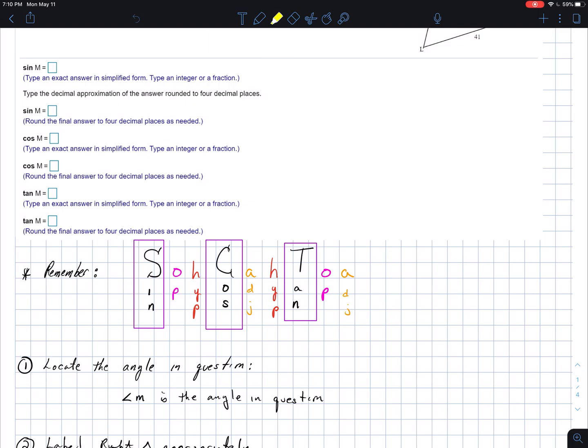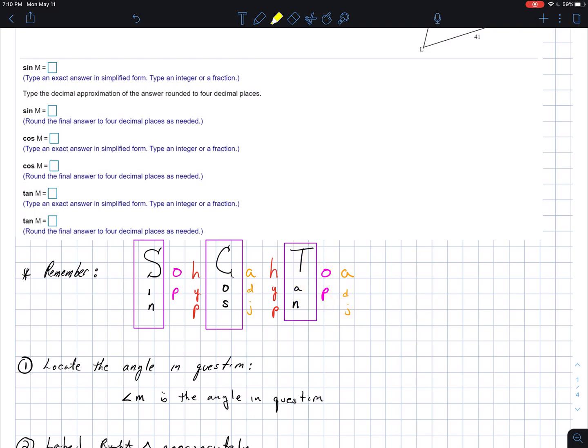means. Sohcahtoa is an acronym to help you remember ratios. So the sine is the opposite side over the hypotenuse. The cosine is the adjacent over hypotenuse. The tangent is the opposite over adjacent.